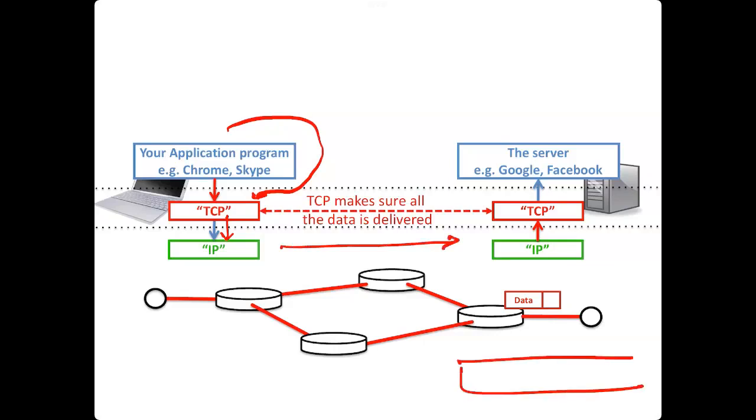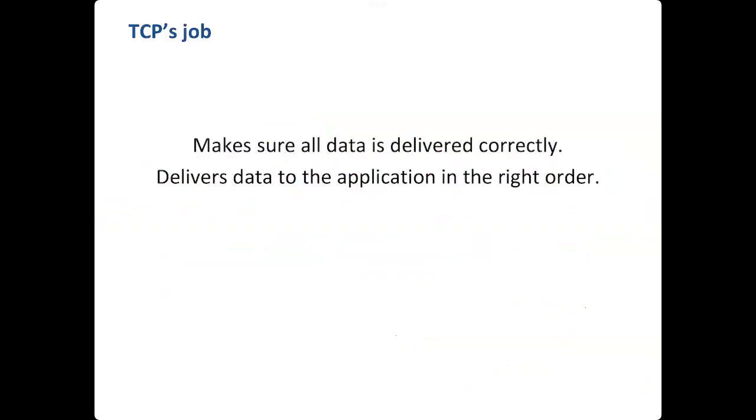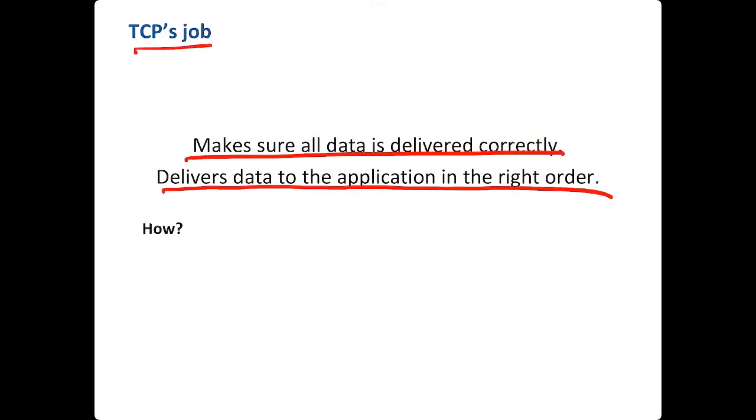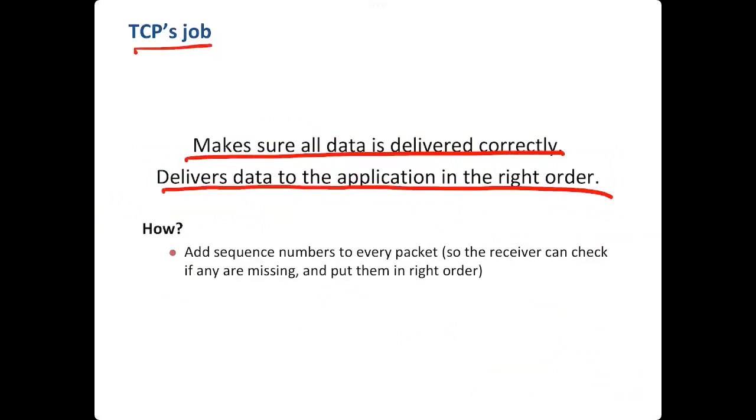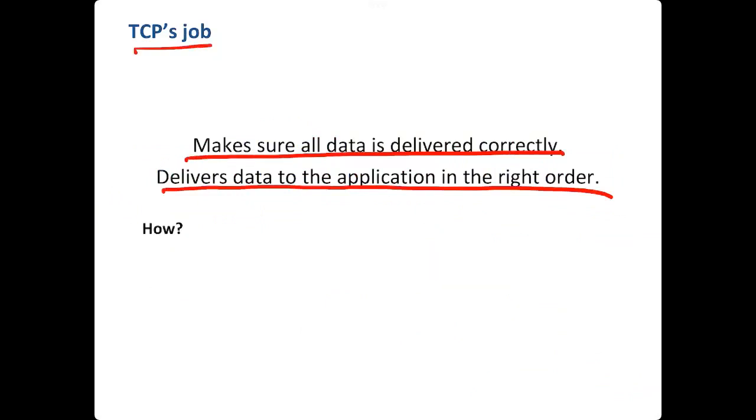The IP packet received is this one, so IP header, then this is the TCP packet. So the TCP packet again will have a header and data. From that, this data is taken out, and then it's given to the application. So TCP's job is to make sure all data is delivered correctly and to deliver data to the application in the right order. Okay, and how does it do it? What could be the way?